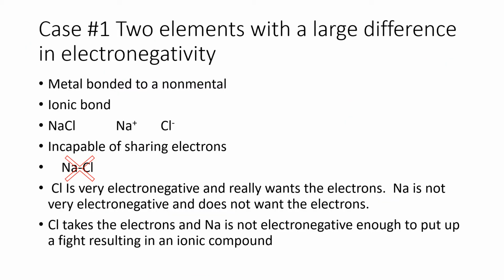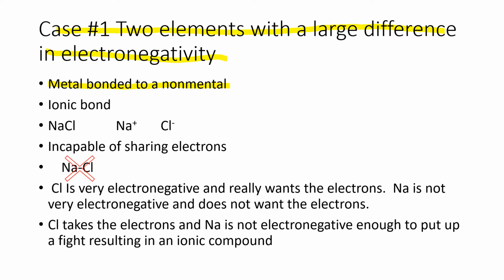The first case that we want to consider is what happens when we have two elements with a large difference in electronegativity values. If you think back to the trends we just talked about, this is going to occur whenever you have a metal bonded to a nonmetal. We would recognize the nonmetals as having a very large electronegativity, and the metals having a much lower electronegativity. So the difference between those would be pretty great. So we'd have a large difference.